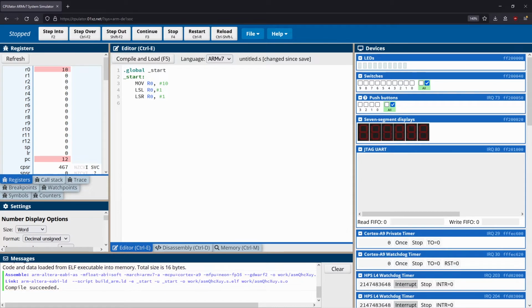So this is nice and simple, nothing too complicated here. Now, one thing that we can do with shifting that's quite interesting and unique is that we can combine it with the move operator to do a move and a shift at the same time.